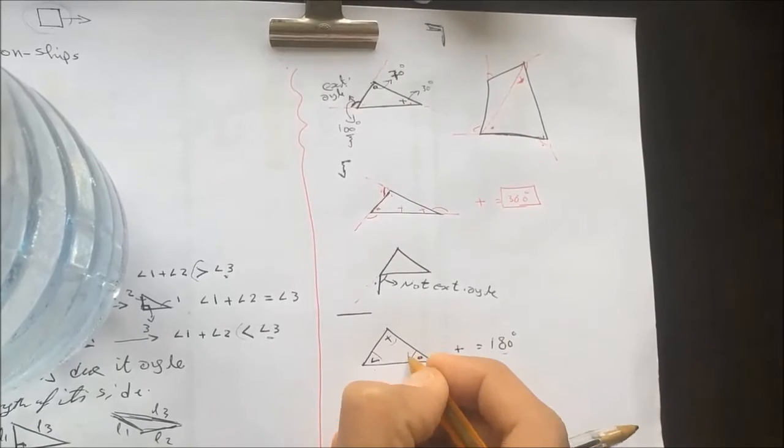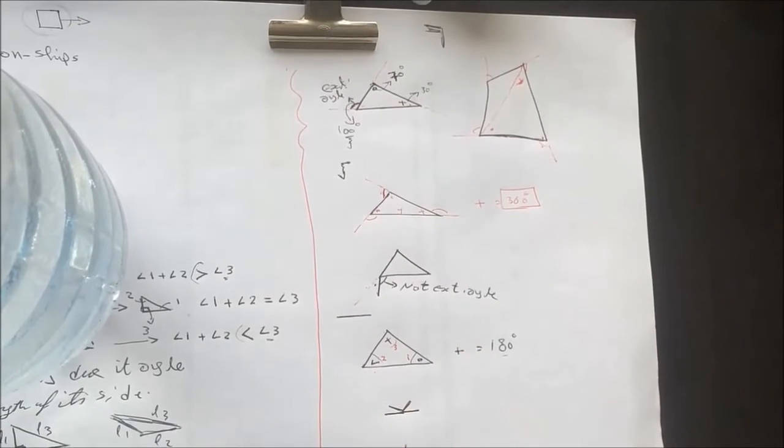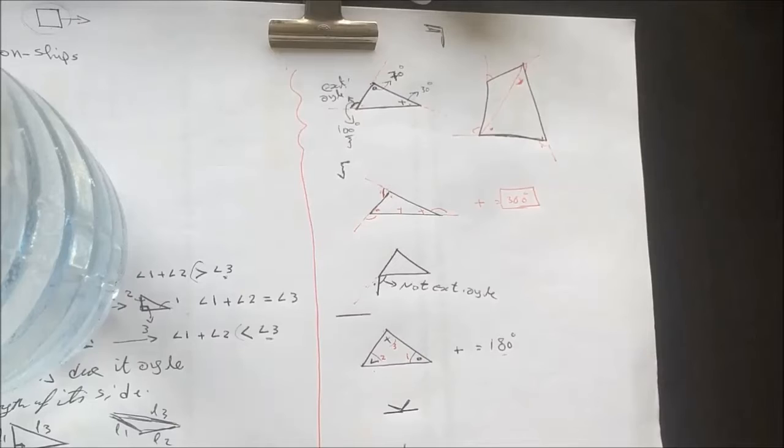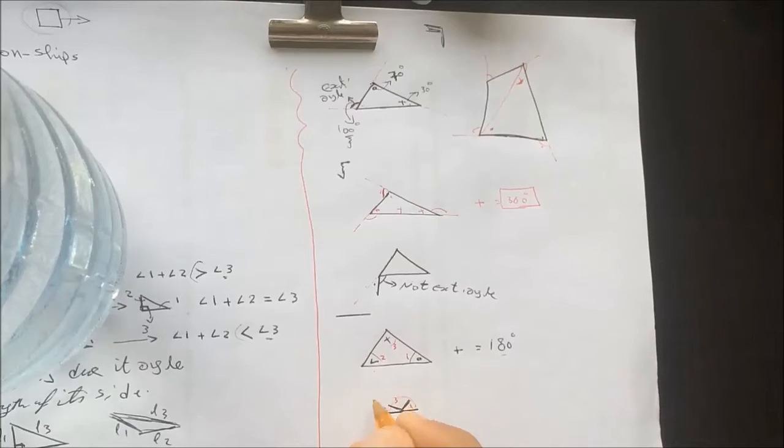so this is angle 1, 2, 3. I'm going to make it also there: 1, 2, 3. So this plus this plus this is going to be 180 degrees, a straight angle.